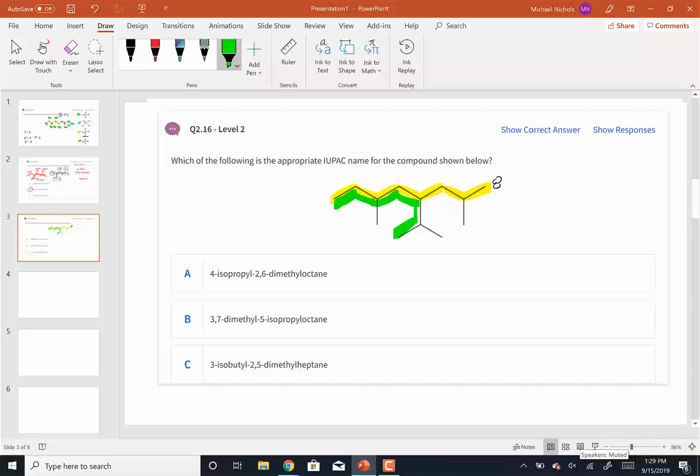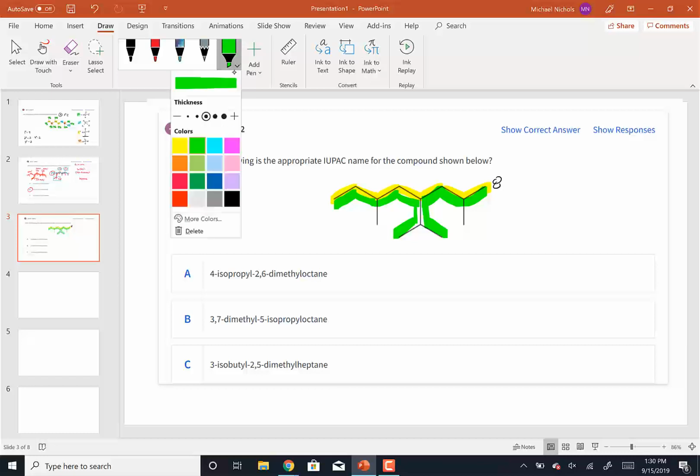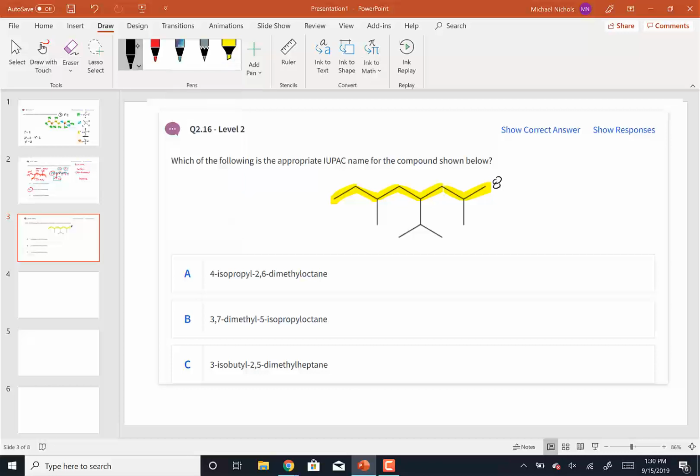That 7's not long enough. Let's try 1, 2, 3, 4, 5, 6. That 6 is not long enough. So it appears as though our longest continuous carbon chain is the yellow one, which has an 8 carbon chain to it. So there's my 8 carbon chain, which will make this an octane. That immediately eliminates answer C.